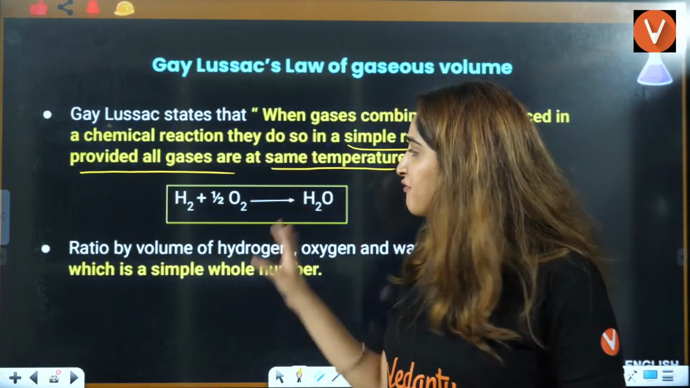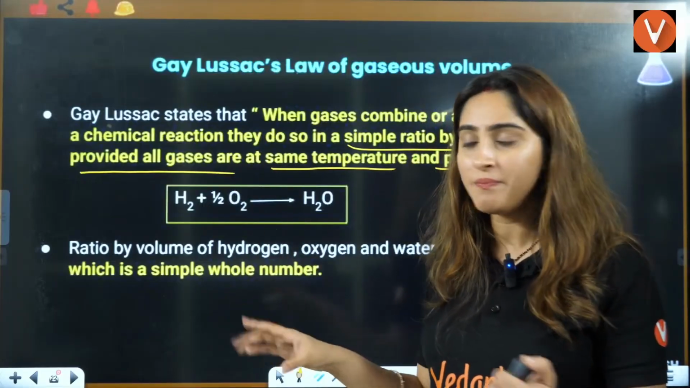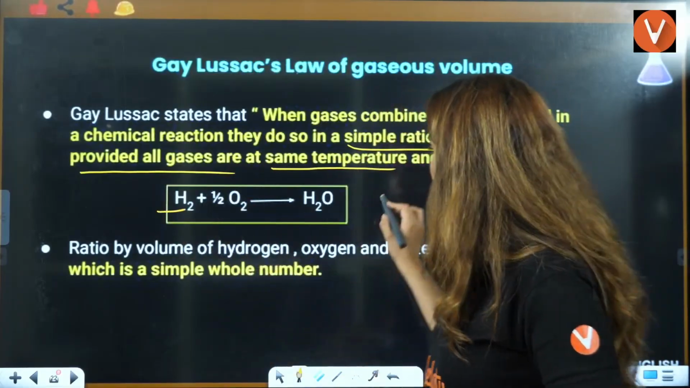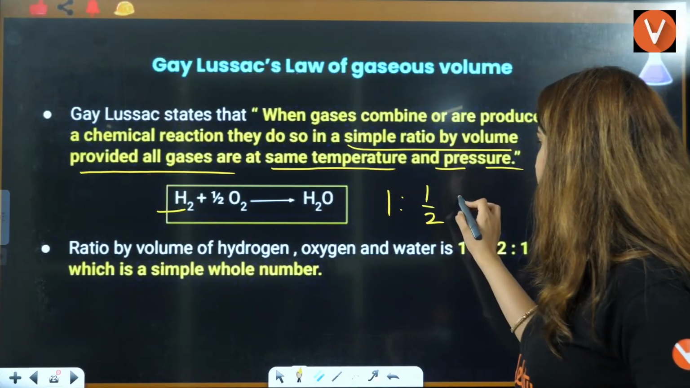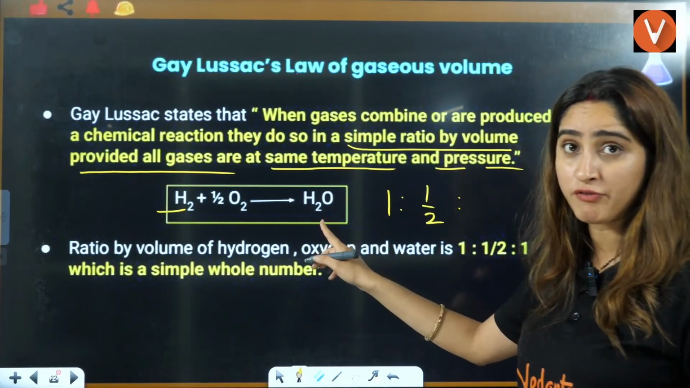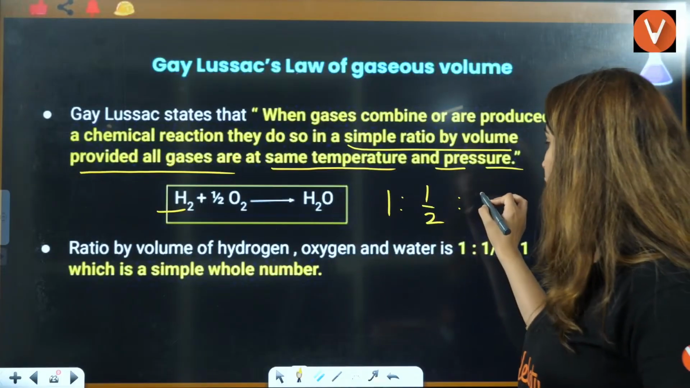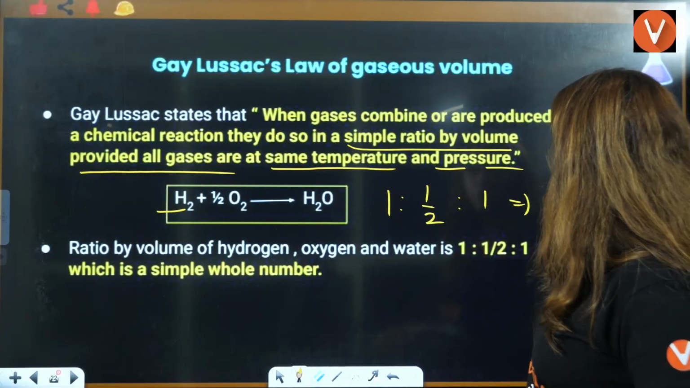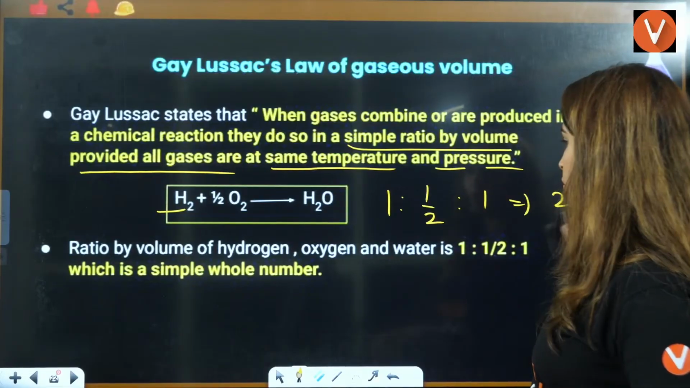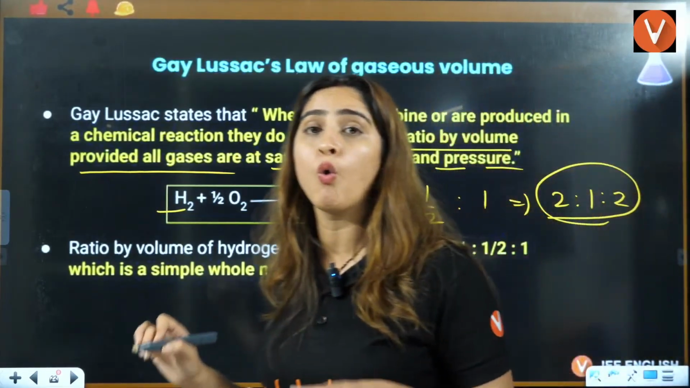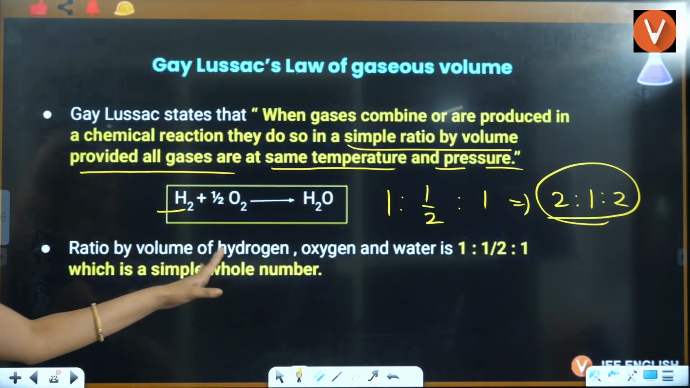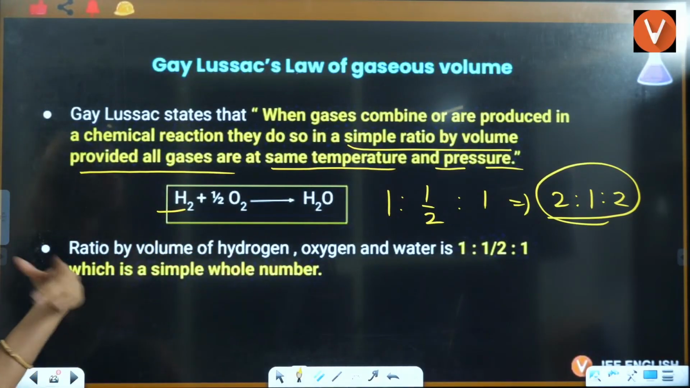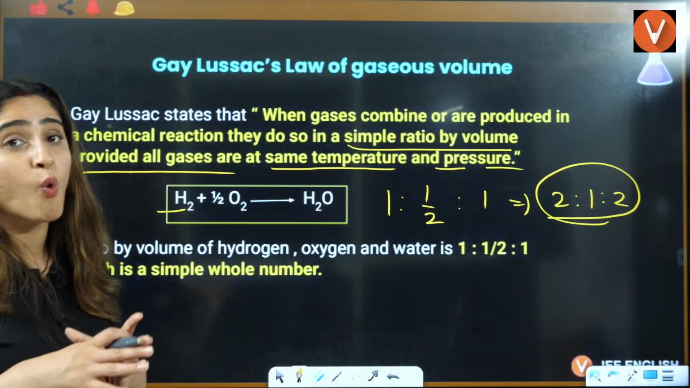Simple means, if the temperature and pressure are the same, if I take the ratio of hydrogen, oxygen, and this is also in vapor form, I am assuming that water is in the vapor form, then that is going to be 2:1:2. So that is a simple whole number ratio, right? The ratio by volume of this and this is this, which is a simple whole number ratio. This is what they want to tell you.